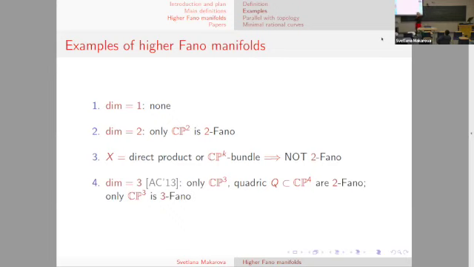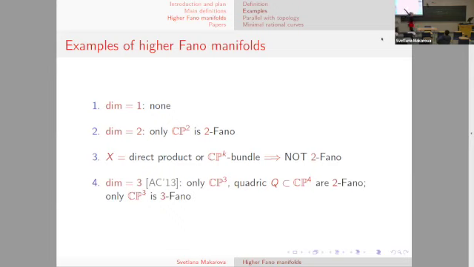Then there is a nice fact that if X is a direct product of 2 positive dimensional manifolds, or if it is a CPK bundle, then it is not 2-Fano. And here I also assume that K is positive and the base is positive dimensional, just to avoid the trivial cases.